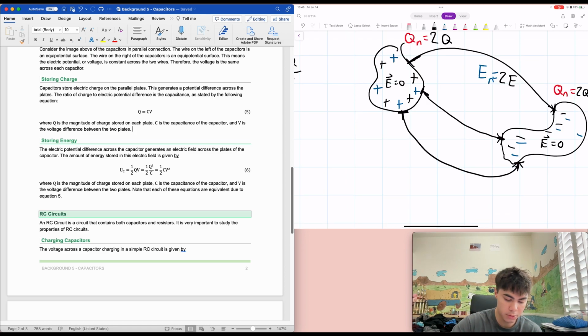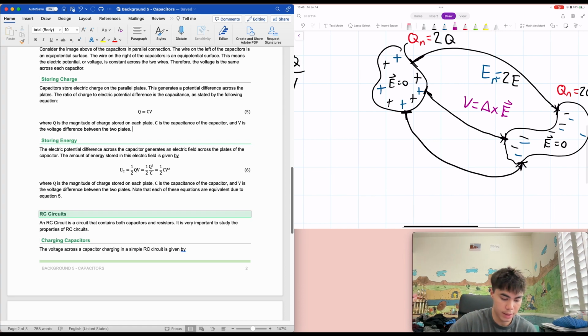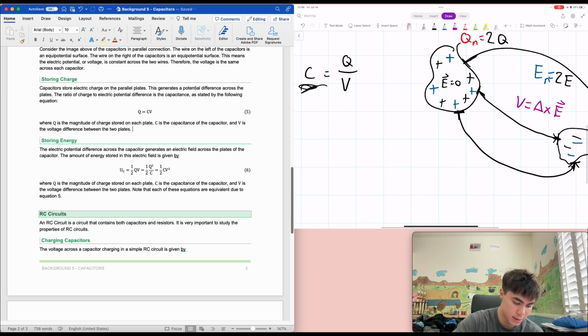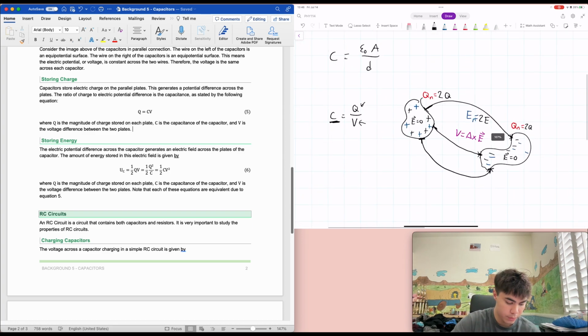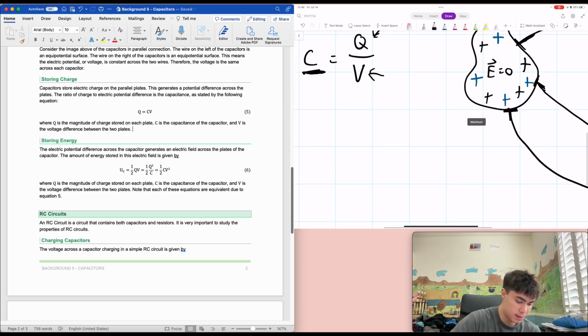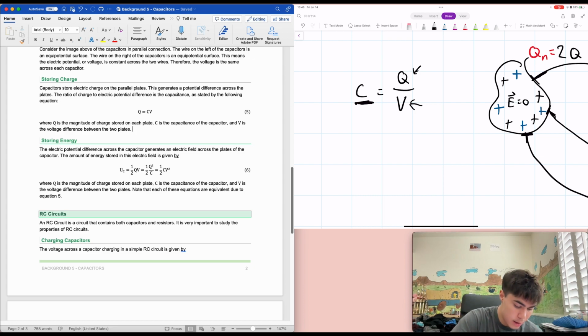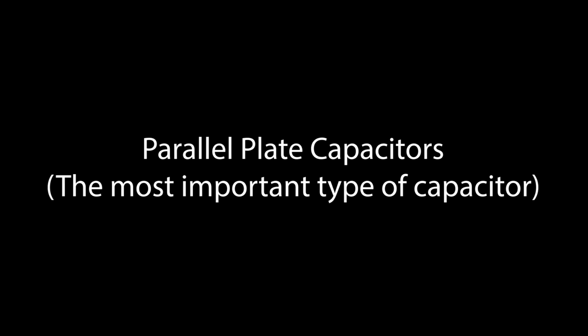If the electric field between them is stronger or doubles, then the voltage between them doubles, because voltage is delta X times E. So if the electric field doubles, then the electric potential doubles. So since the charge and electric potential are proportional, we can write a constant of proportionality, which is the capacitance. So that's what capacitance is. It's the constant of proportionality between the charge and the electric potential.